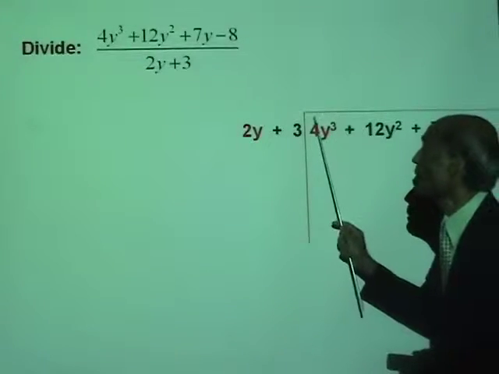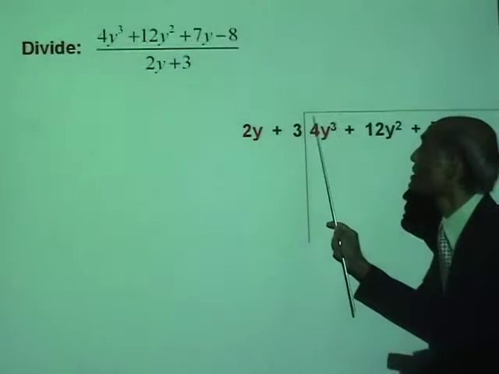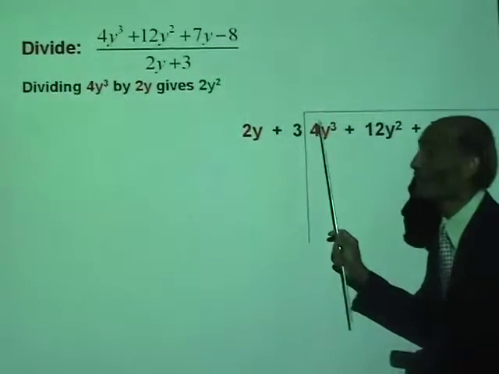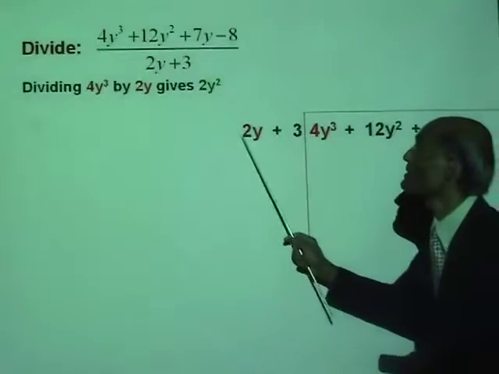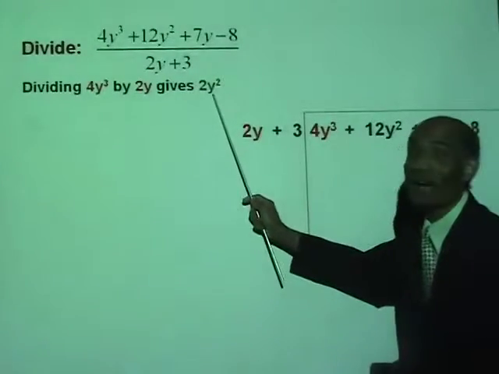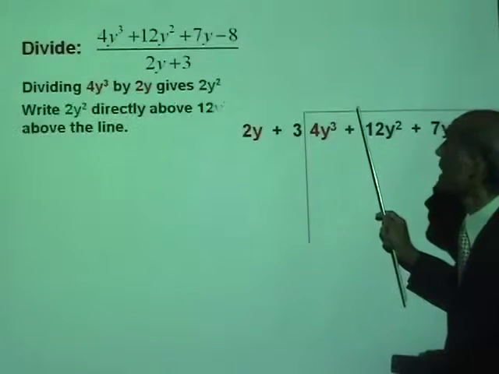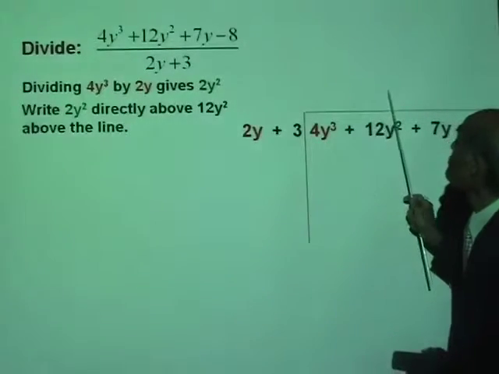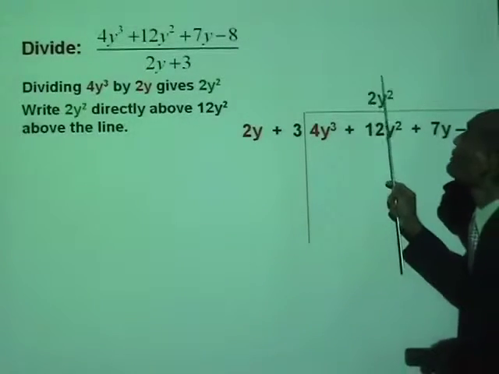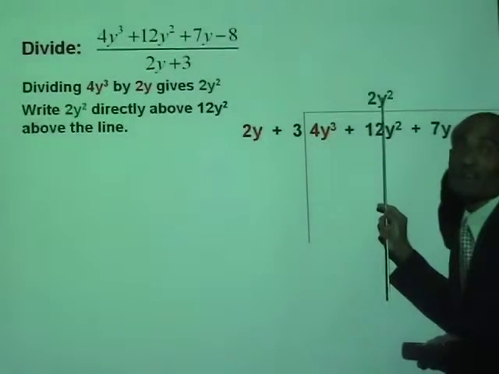Okay, now the first term is 4y cubed. Divide that by 2y. What is 4y cubed divided by 2y? It is 2y squared. And write it where? Write it above the 12y squared. There you are. What do we do with this 2y squared?